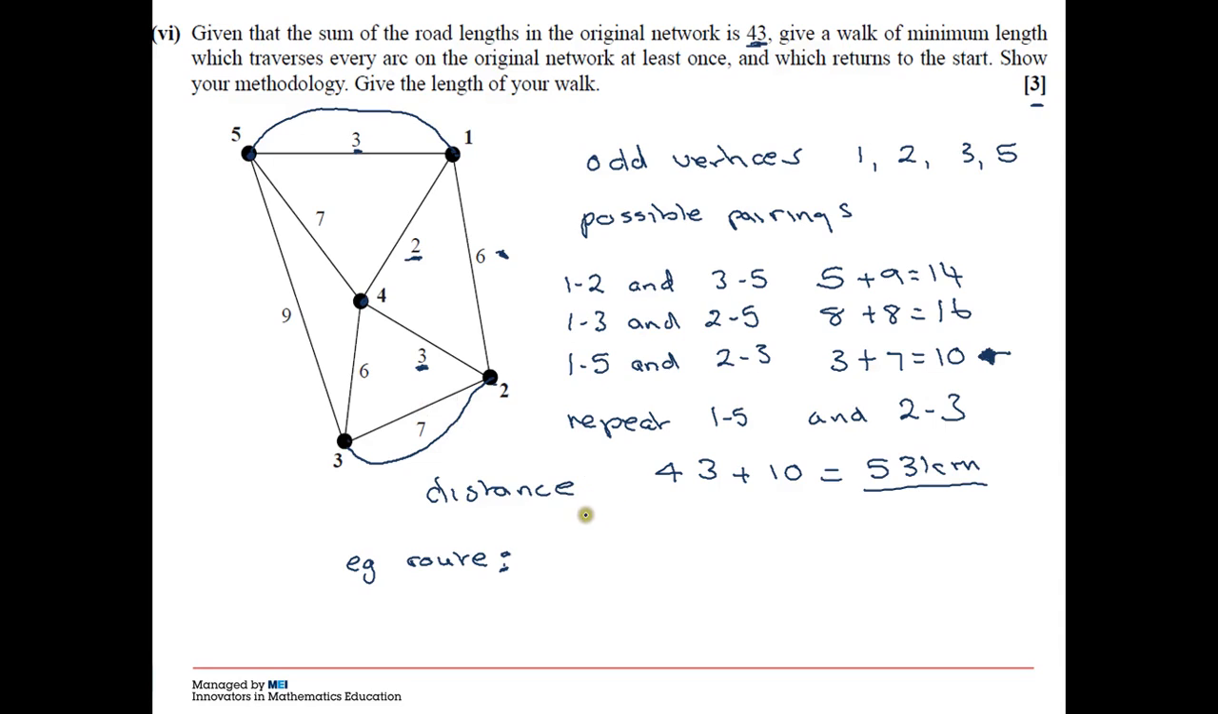I'll give an example of a route that goes 1 to 5 to 1, then 2 to 3 to 2, then to 4 to 3 to 5 to 4 to 1. I've remembered to go back to my starting point, and I said I was going to repeat 1 and 5 and 2 and 3, so the examiner will be looking to see if he can see those, and sure enough, there's 1 to 5 repeated, and there's 2 to 3 repeated.